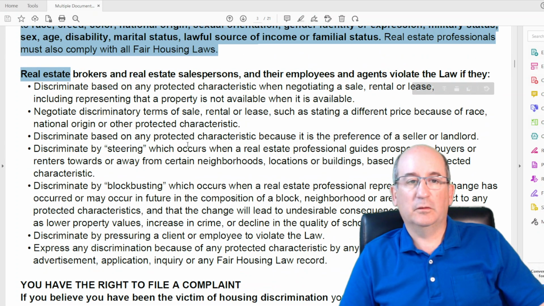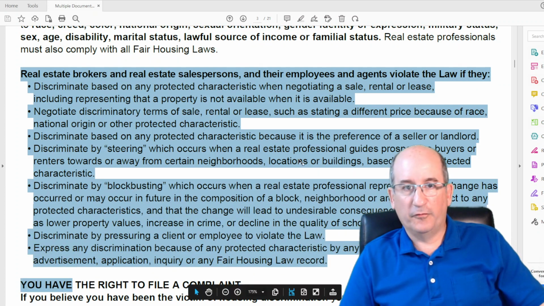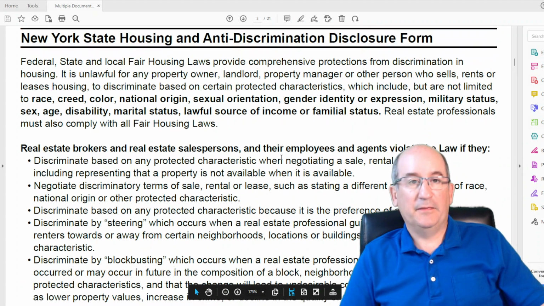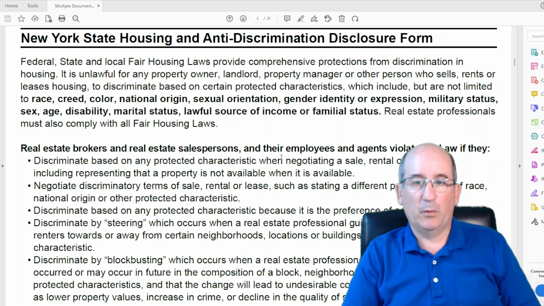What those discriminatory characteristics might look like are right here on the form. You can't do that. Can they afford the house? Is somebody coming in to look at it? Their agent is going to request it.